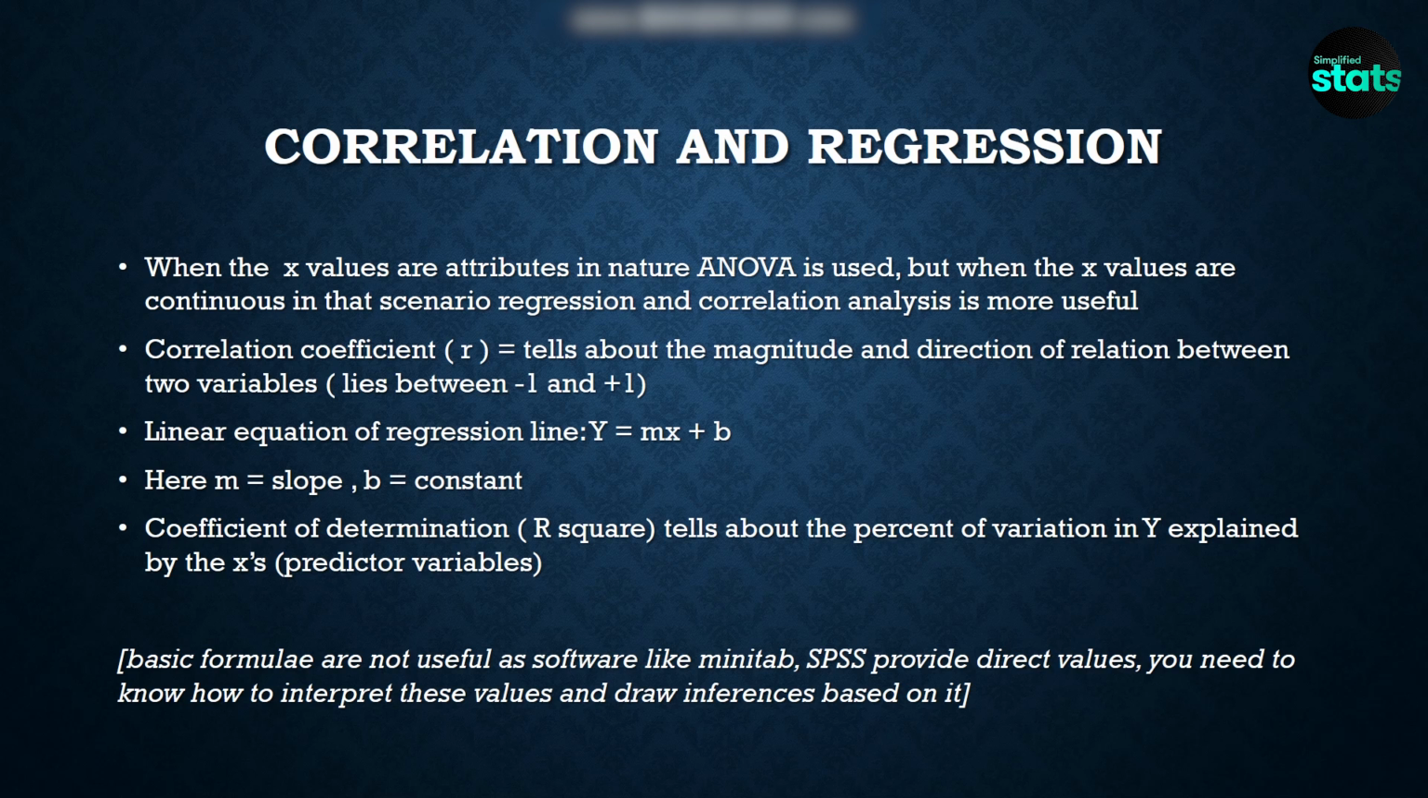Likewise, the last value that is important for us is the coefficient of determination, which is nothing but the squared value of r. It tells you about the percentage of variation in y explained by x, the predictor variable. So suppose the value of r square is 89%, this implies 89% of the variation in y is explained by x. Now suppose the r square value is just 12%. That means only 12% of the variation in y is explained by the x value. So by analyzing the r square value, you can decide whether the model is effective in predicting y or not.